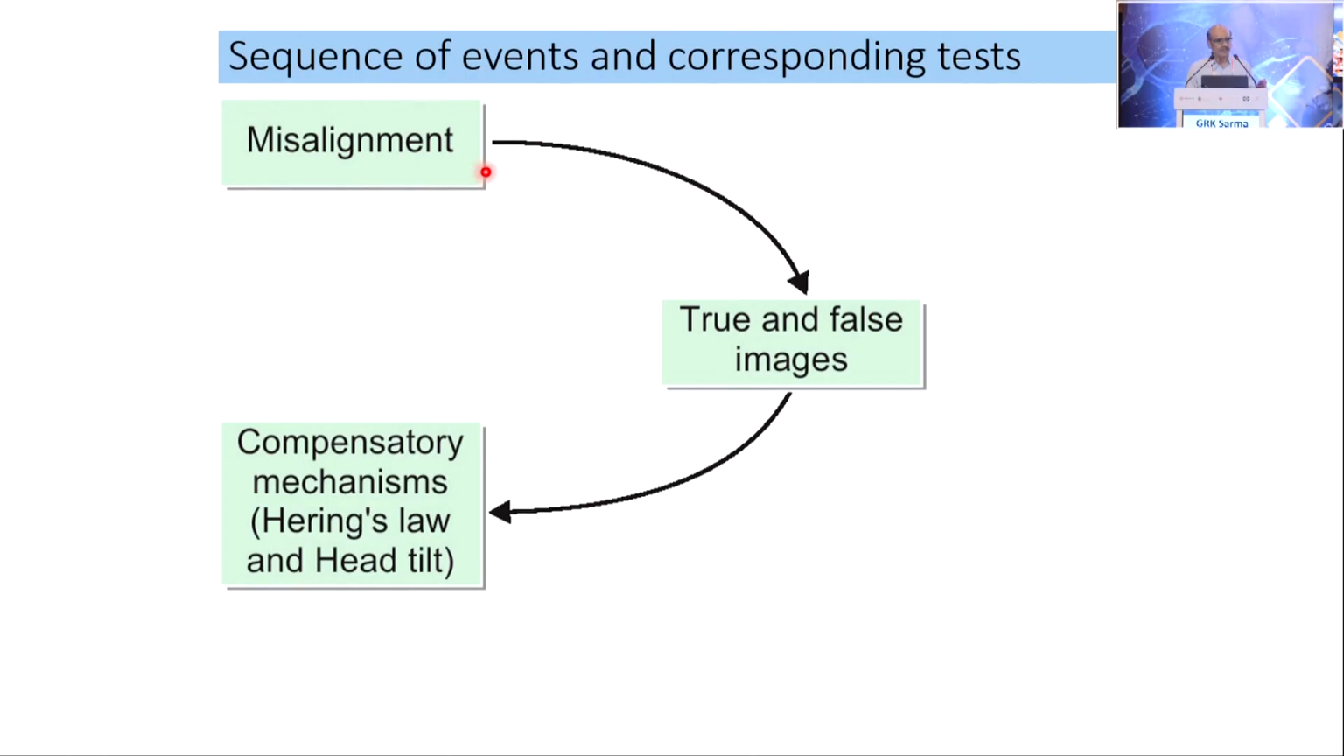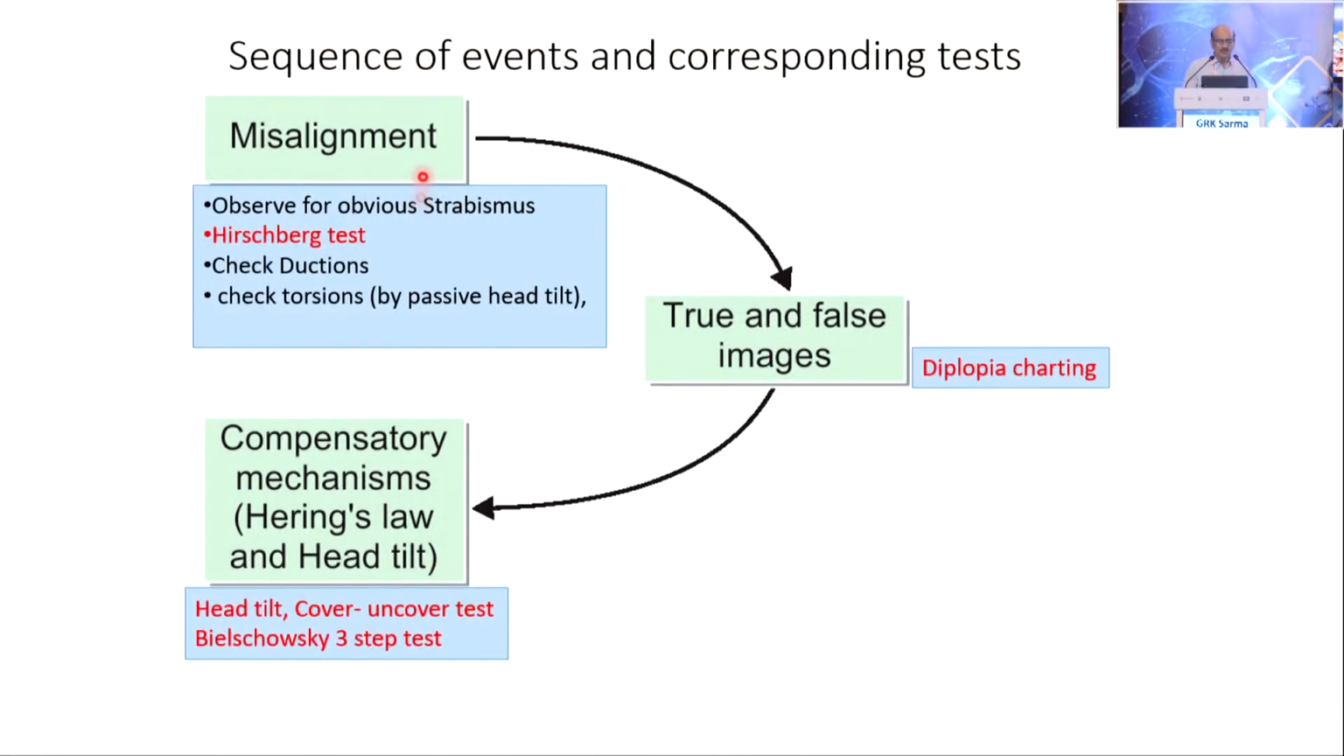The first step, what happens is when there is a misalignment of the eyes, some tests are directed at proving that there is a misalignment. This leads to true and false images. So there are tests to show that there are true and false images. And there are compensatory mechanisms like head tilts, etc. So there are tests to prove that.